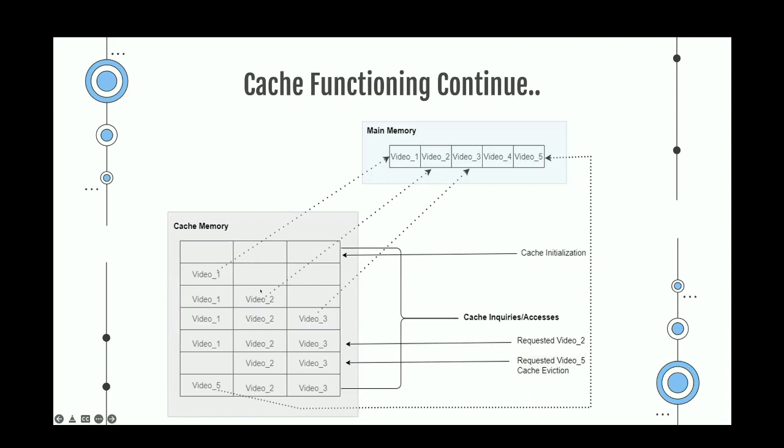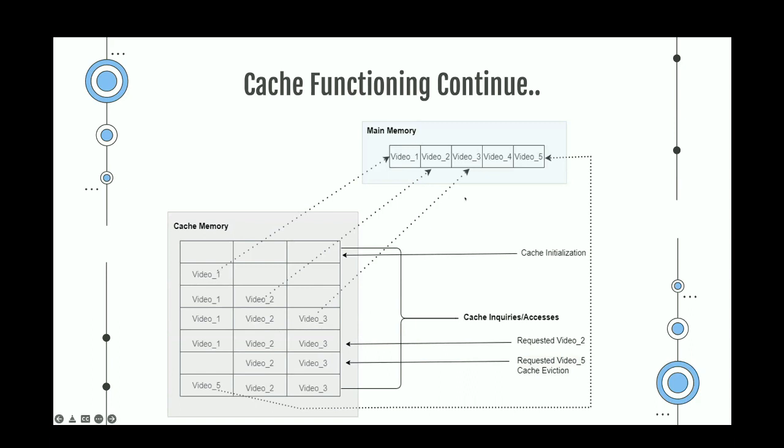And again, we look for space, and if there is a space, we store it here. And on step 3, video 3 was accessed, and so on. So on this level, when someone requests video 2 again and it is in the cache memory, we provide it from the cache memory.